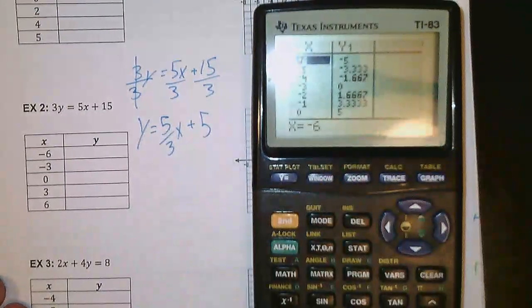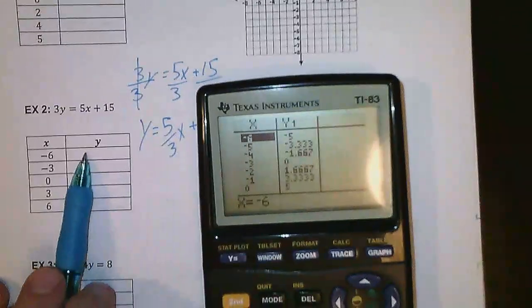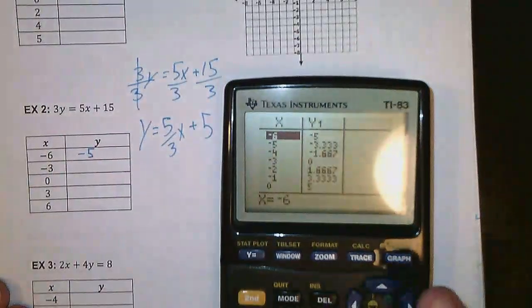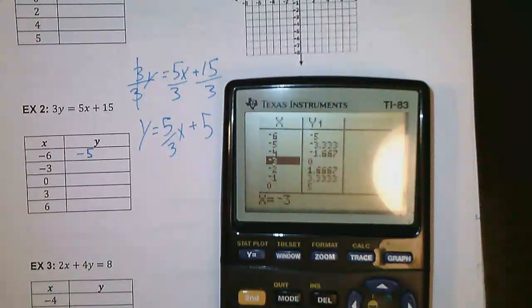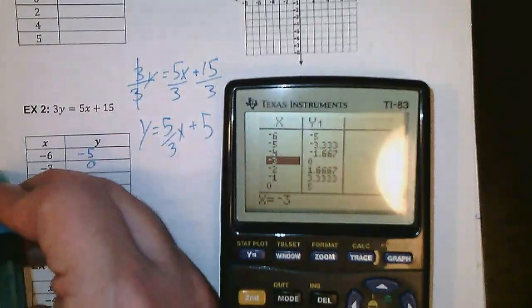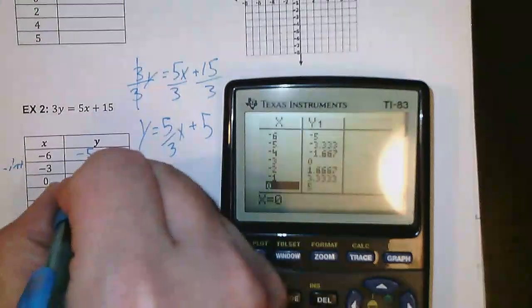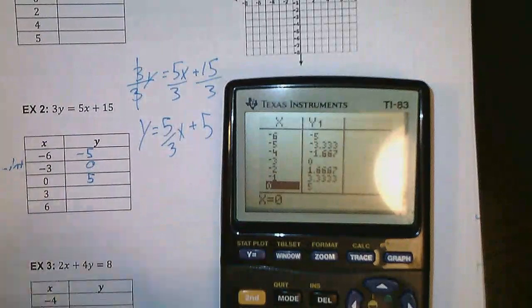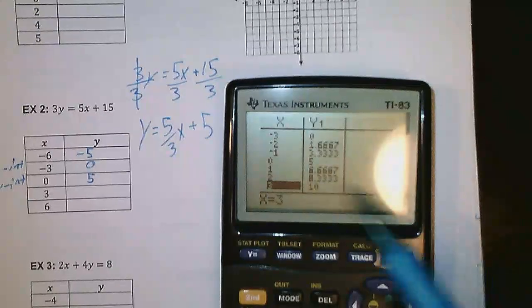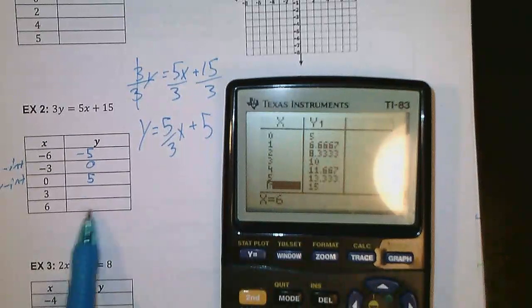Go to my table, and there we are. We're at negative 6, which is where our table starts. When x is negative 6, y is negative 5. When x is negative 3, y is 0. So that means this is our x-intercept. When x is 0, y is 5, meaning that's our y-intercept, etc. 3, 10 is a point on this table, as is 6, 15.